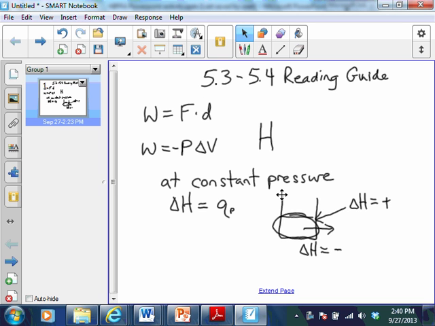So does that kind of make sense? Heat flowing out of the system, you're going to have a negative delta H. So that's exothermic means negative delta H. That one needs to be firmly in here in your brains, okay? You need to know that really well. That's important. What else do we need to talk about here?